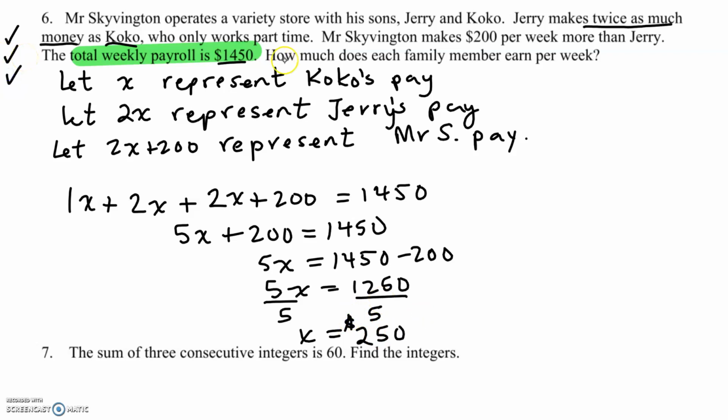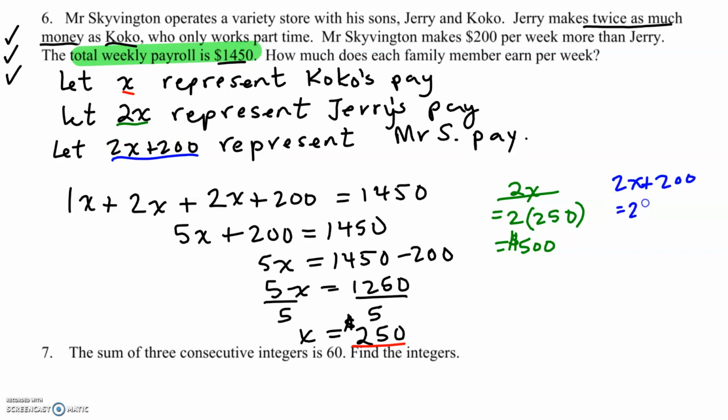Okay, so we made our equation, we solved it. Now we have to answer the question asked. How much does each family member earn per week? So I know that Coco earns $250. To find Jerry's pay, I have to use 2X. So we'll do the calculation. 2X would equal 2 times X, which is $250, which is $500. Okay, so that's Jerry's pay. And then to get Mr. S's pay, it's 2X plus 200. So I'll do that calculation here. It's going to be 2 times 250 plus the 200, which we know would be 700. And that's Mr. S's pay. So I have all 3. So now I can write my sentence.